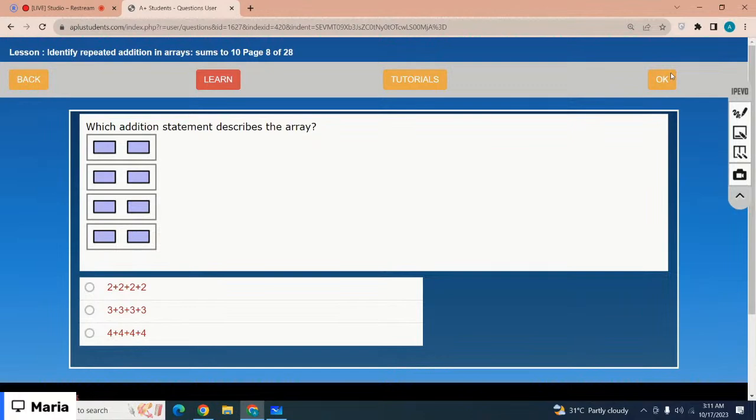Which addition statement describes the array? Which is the correct option? You have 4 rows, and in each row you have 2 plus 2 plus 2, right? So that means you have to add 2 plus 2 plus 2 plus 2. The correct option is option number 1. You need to add 2 four times. Very good. That would be option number 1.